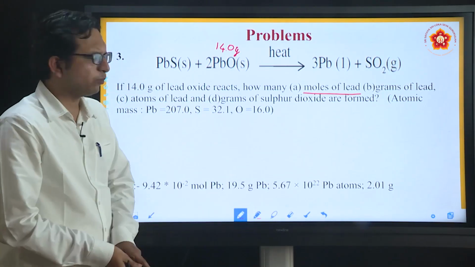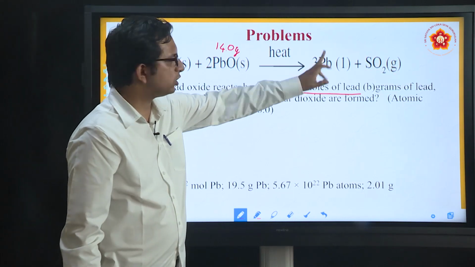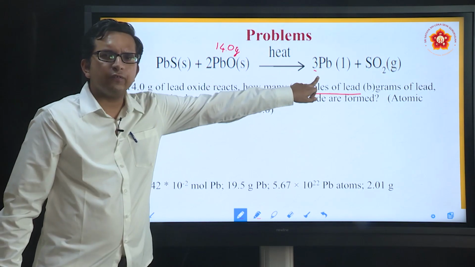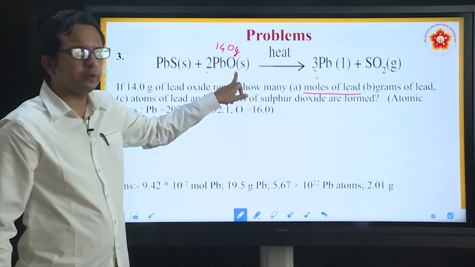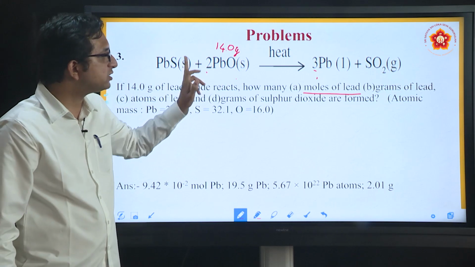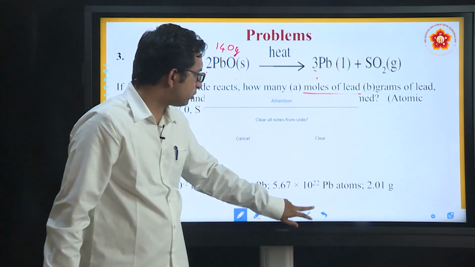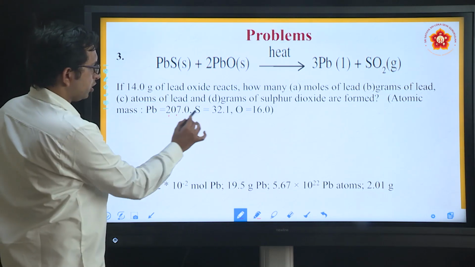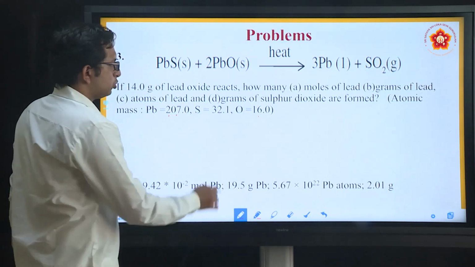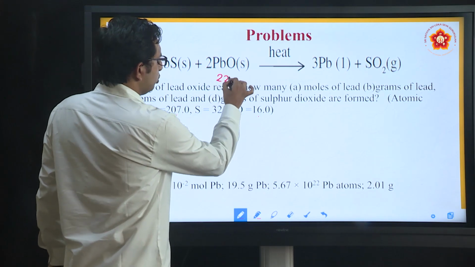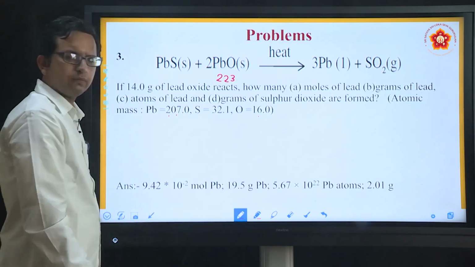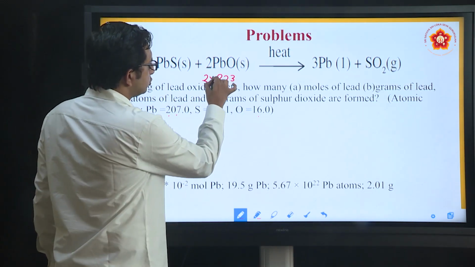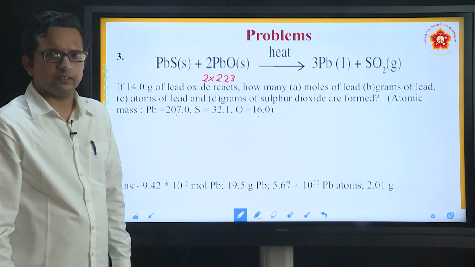But the moment you see the question you may say that 3 moles of lead is reacting. But when will these 3 moles of lead be formed? Only when 2 moles of PbO are reacted. And what is the mass of 2 moles of PbO? That you can calculate from the other data given here. The mass of PbO is 207 plus 16. So 207 plus 16 is 223, and this is again 2 moles, 2 into 223.